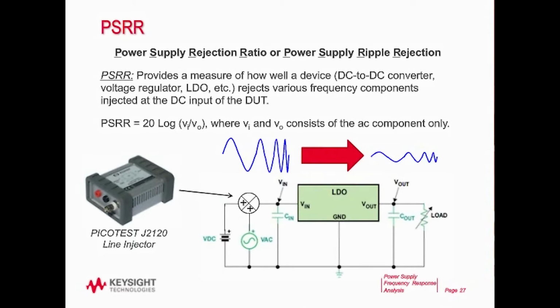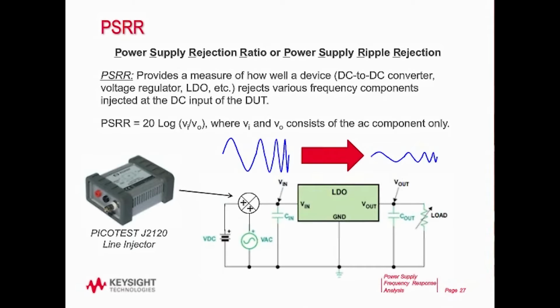Power supply rejection ratio, a lot of people just say PSRR. Some people call it power supply ripple rejection. It measures how well a device, such as a DC to DC converter, voltage regulator, LDO, or so on, rejects various frequency components injected at the DC input. To put it bluntly, it's basically a garbage in, garbage out measurement. You put garbage on the input, how much sneaks through? And the calculation for it is simply 20 log V in over V out.